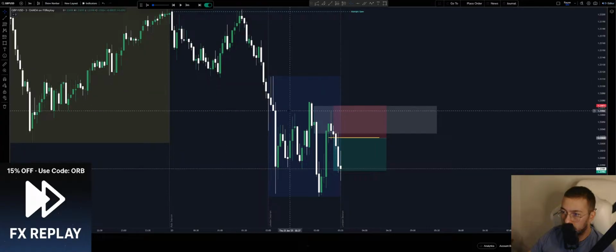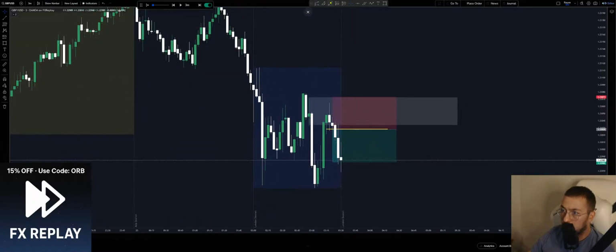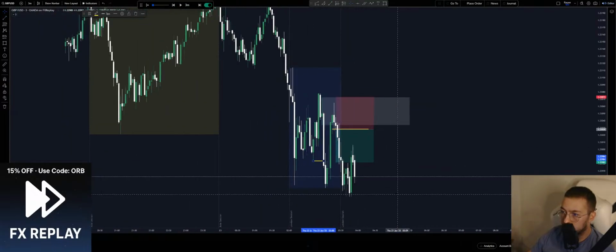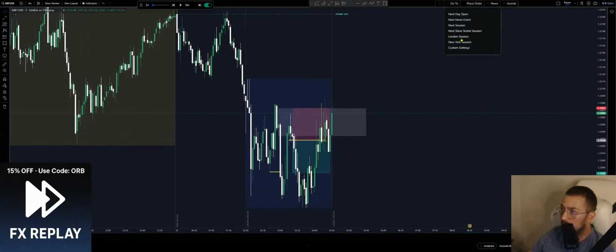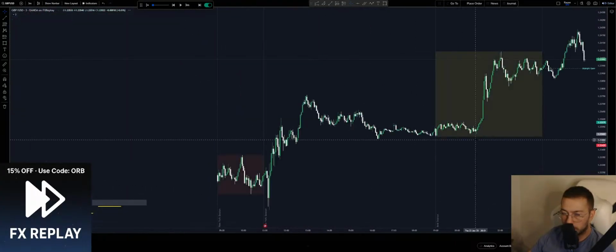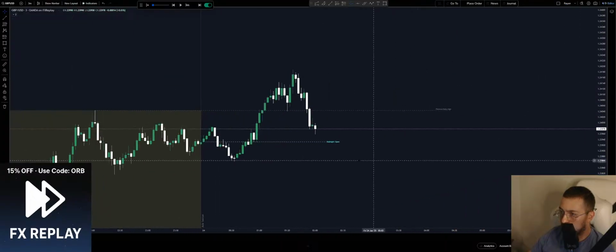The bias is bearish. That is our supply zone. Price break structure and then retested the zone. We have our entry right there. Okay. We have one more week.